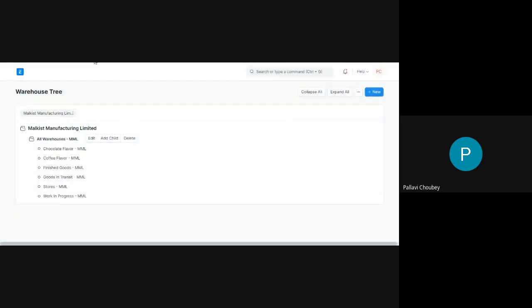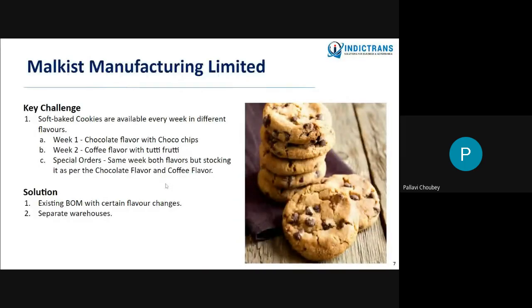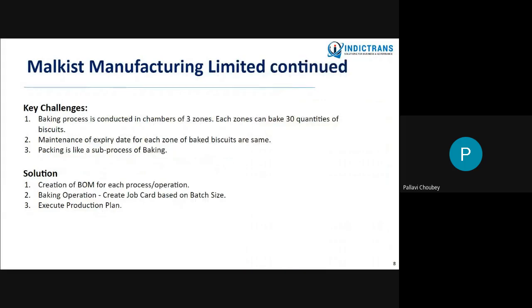Now coming back to another challenge which we faced with this particular manufacturing biscuit company. The second challenge which we faced was baking. There was a process where we were making the dough, we were molding, and finally we were doing the baking. But as you can see, the baking was done in a chamber of 3 zones and each zone can bake only 30 quantities.